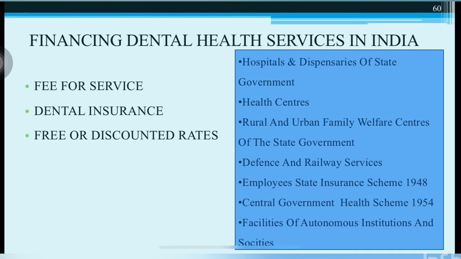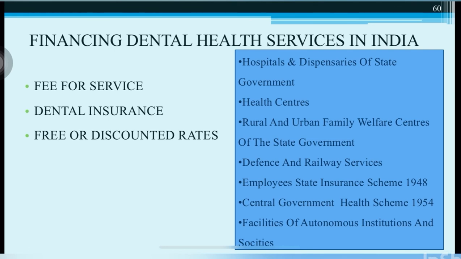So, what are the three things that are followed in India? The first one and the most common is fee for service, second is dental insurance, and third is free or discounted rate. So, these are the things that include financing of dental and health services in India.